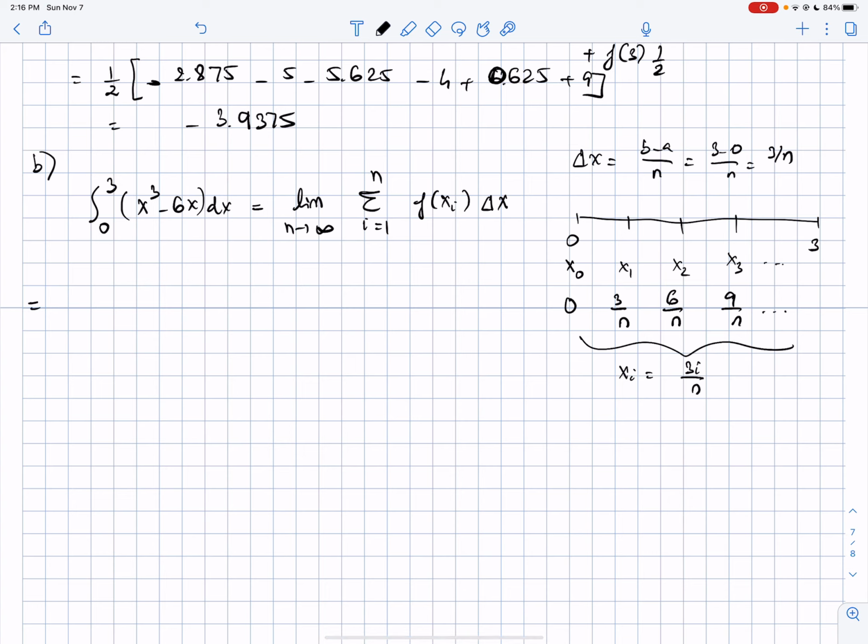Okay, so we have the limit when n approaches infinity of the sum, i goes from 1 to n, of f of xi. So this is the function f. We will plug into this function: 3i over n cubed minus 6 times 3i over n, and then times the width, delta x, which is 3 over n.